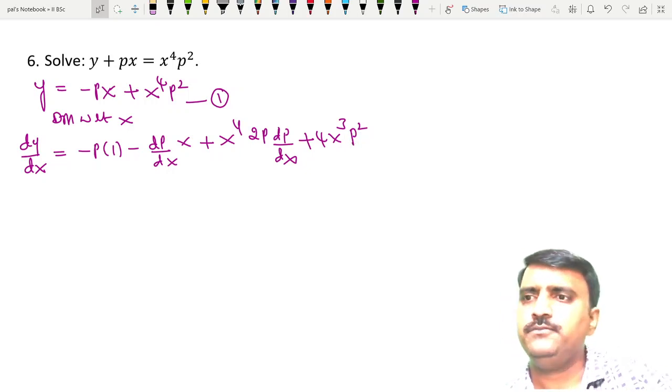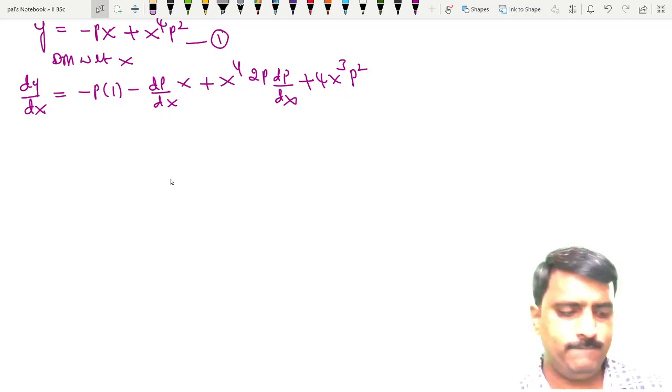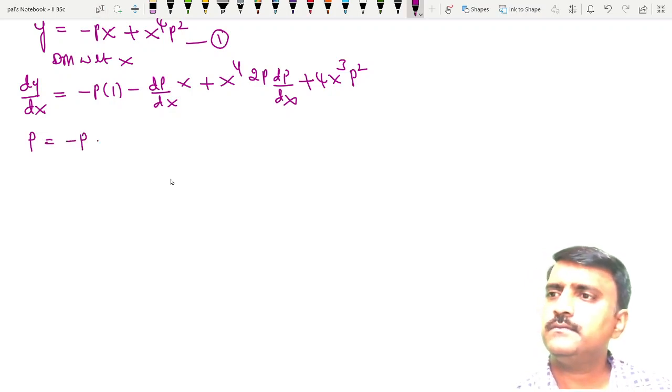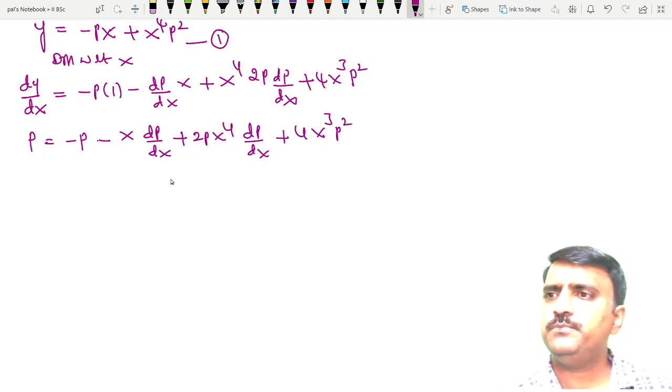Okay, next step we have dy by dx can be written as p. So p is equal to minus p minus x into dp by dx, plus 2p x to the power 4 into dp by dx, plus 4x cube p square.